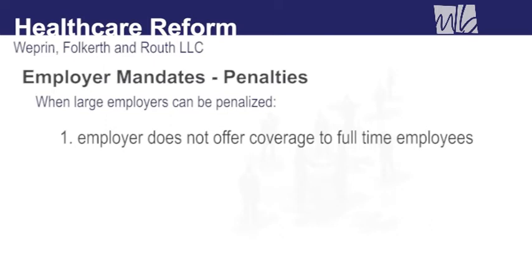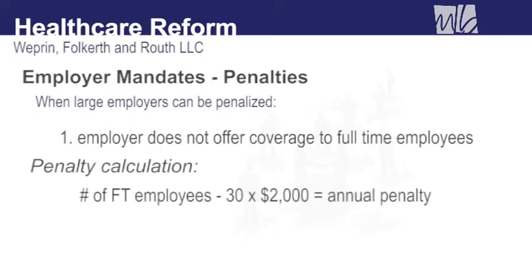The penalty in this case is relatively simple to calculate. You take the number of full-time employees and subtract 30, and then multiply that number by $2,000, and that is the employer's annual penalty under healthcare reform for not offering health coverage. It is important to note that the number 30 is constant and does not change regardless of the employer's size.